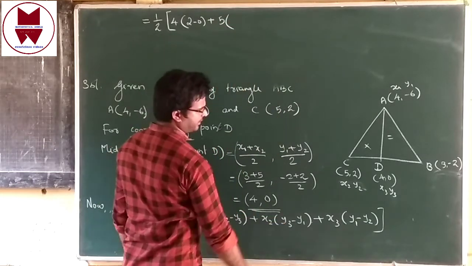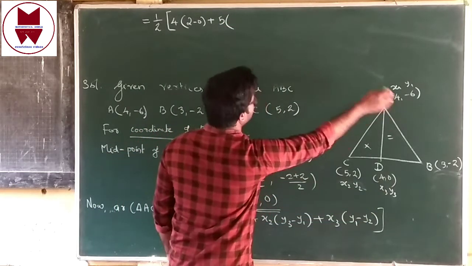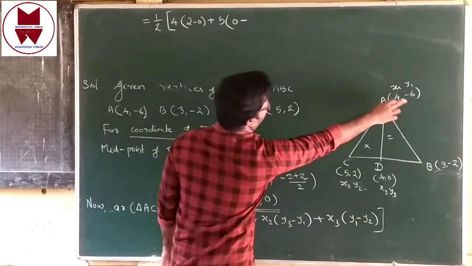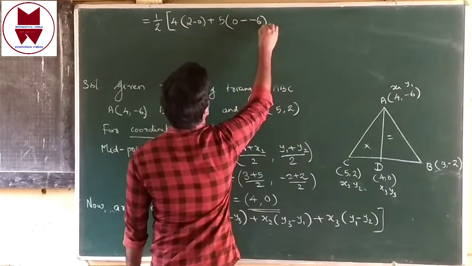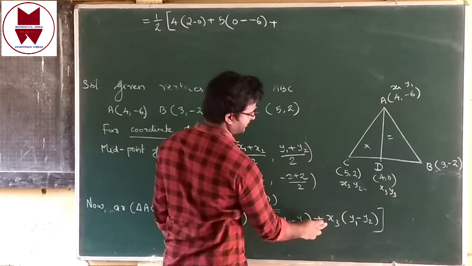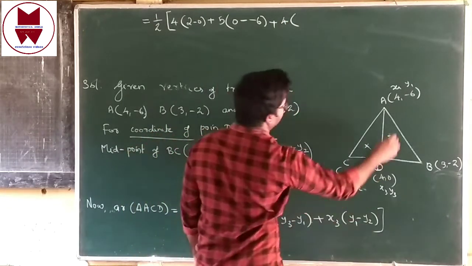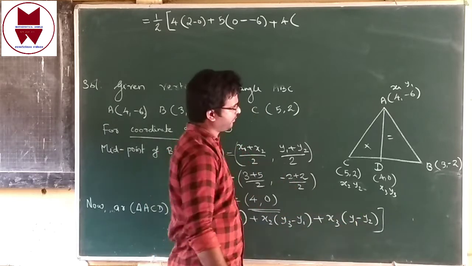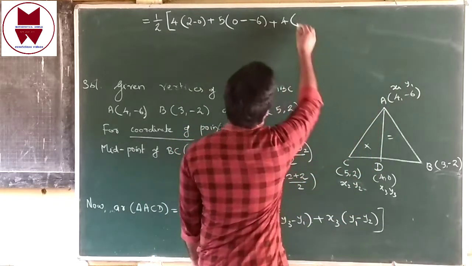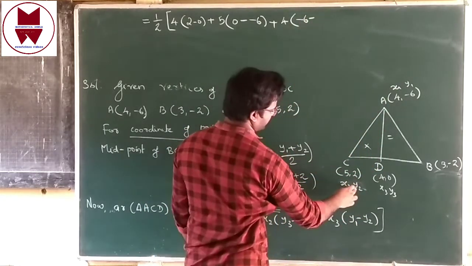Then y3 minus y1. 0 minus 6. Then x3. x3 is 4. 4 into, then y1 minus y2. y1 is minus 6 minus 2.